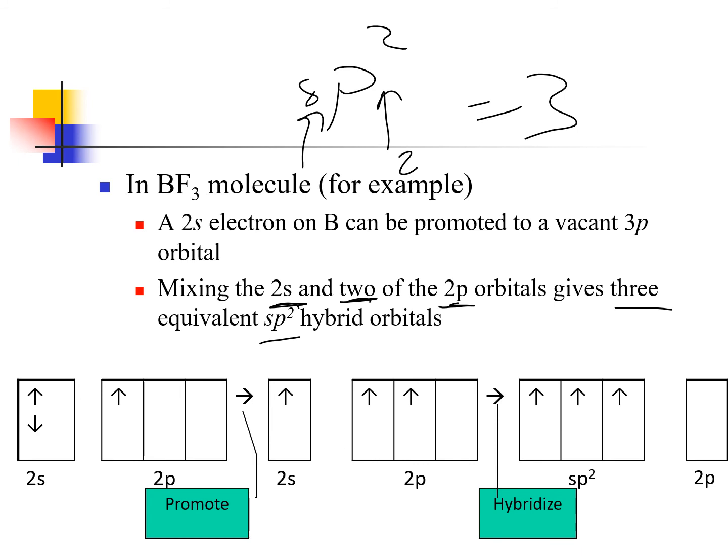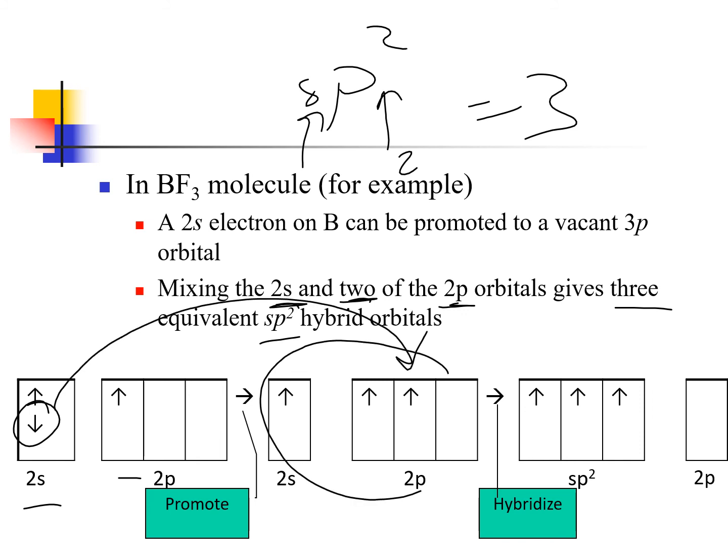So that's what we see here. If I look at boron in its valence configuration, I would see 2 electrons in the 2s, 1 electron in the 2p. We're going to promote this electron, so it goes up here. Then we're going to hybridize these 3, forming 3 sp2 orbitals and leaving us 1 empty 2p orbital with nothing going on.